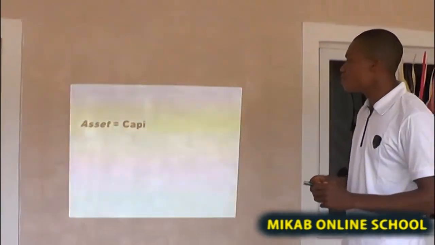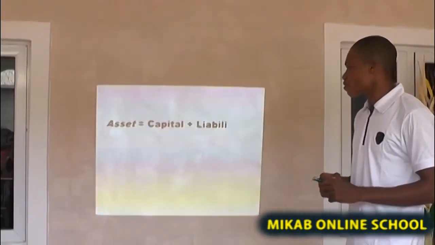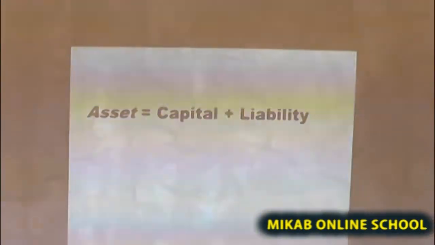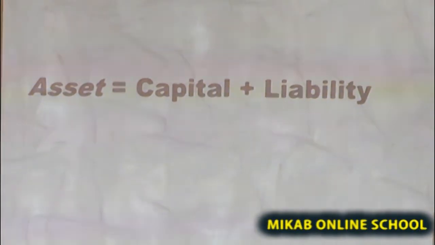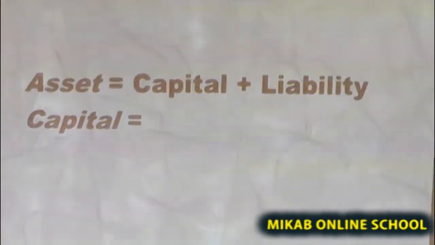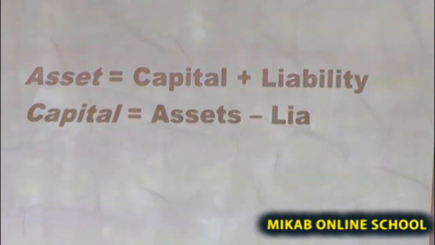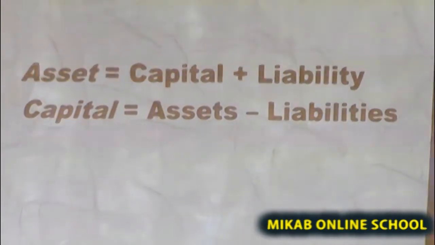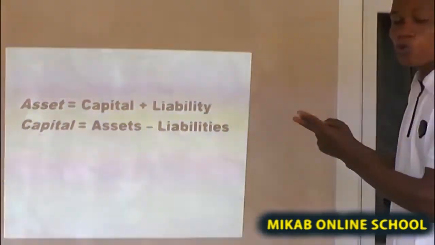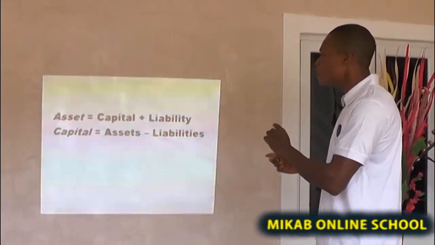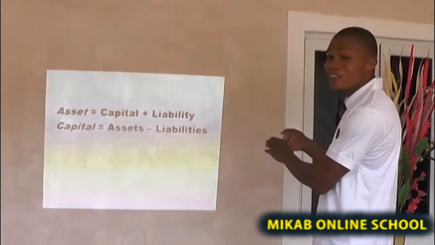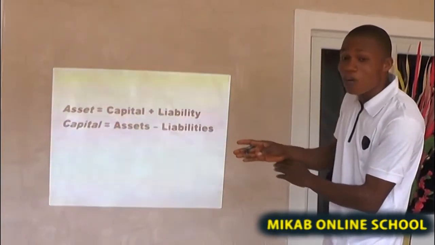Now, let us see this accounting equation. It is given as assets equal capital plus liabilities. Do not forget, in mathematics we were told that if you are given a variable and you are given two, you can use two to find an unknown. That is, we will be taking a look at the positive one crossing the equality sign.